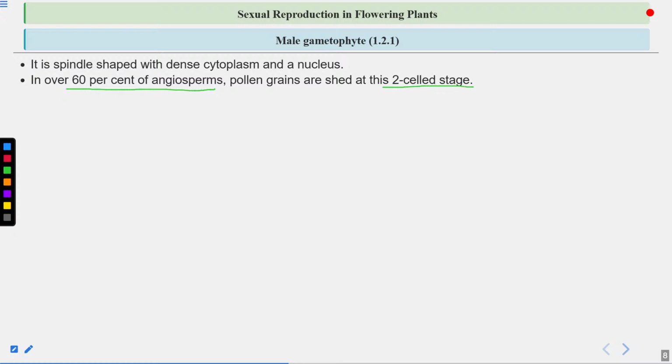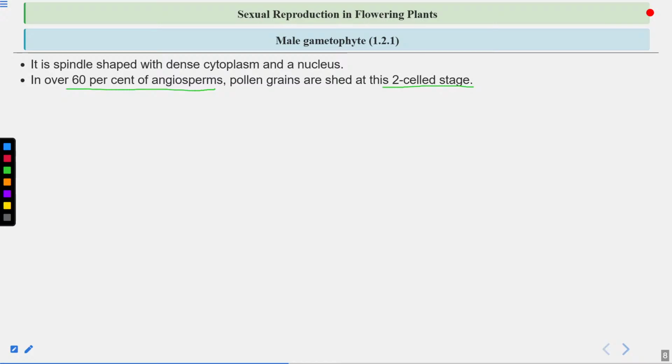In 60% of angiospermic plants, the pollen grains are shed from the anther when the anther becomes dry and its wall gets ruptured, and they are shed off at the two-celled stage.